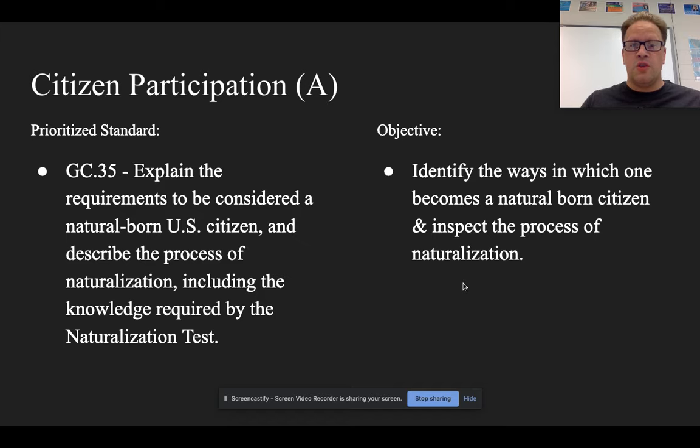Hello, this is Citizen Participation Section A lecture. Our prioritized standard is Government and Civic Standard 35. Our objective is to identify the ways in which one becomes a natural-born citizen and inspect the process of naturalization.